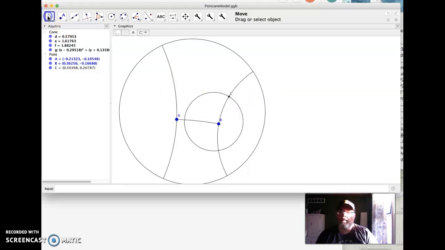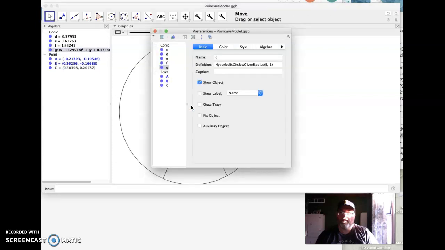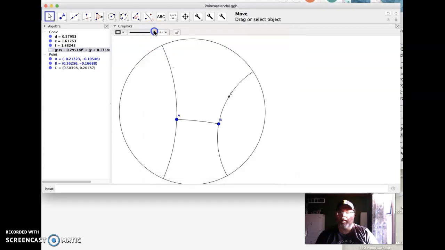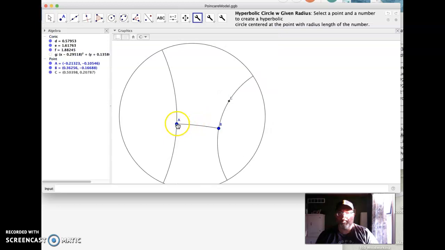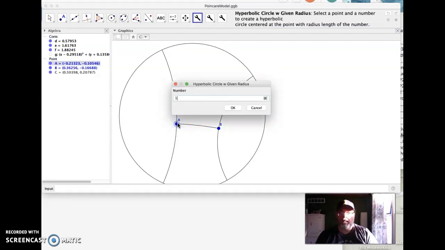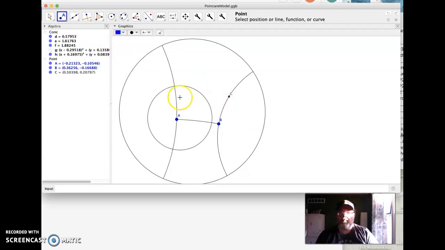And then let's hide this guy here. Object properties. Don't show it for right now. Okay, then we're going to go back here and grab our circle thing again. We're going to do it like this. We're going to do 1. It's for funsies. Okay. And then we need to put a point at the intersection point. And then let's hide this circle.